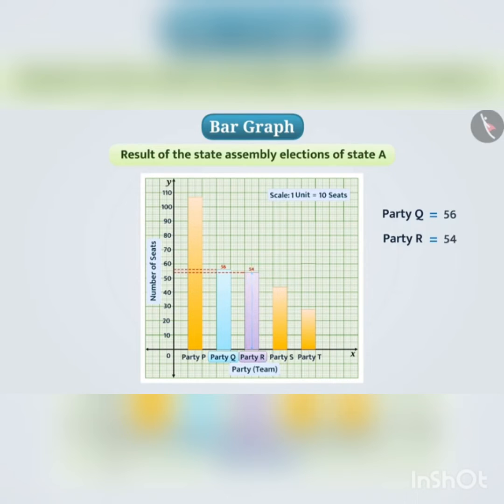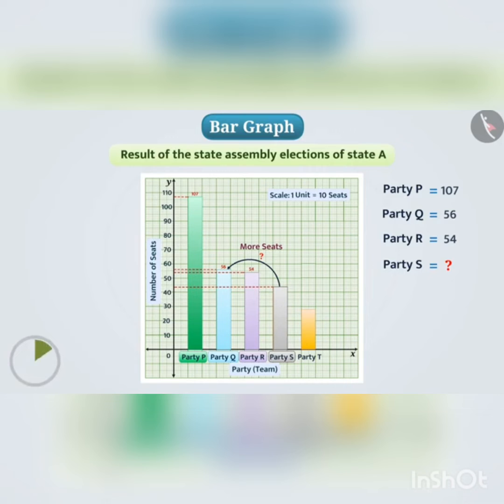54 seats. The comparison of data becomes easy with the help of bar graph, as the maximum length bar has been drawn for party P. Here we can say that party P has won the most seats. Can you tell how many more seats did party Q win than party S?